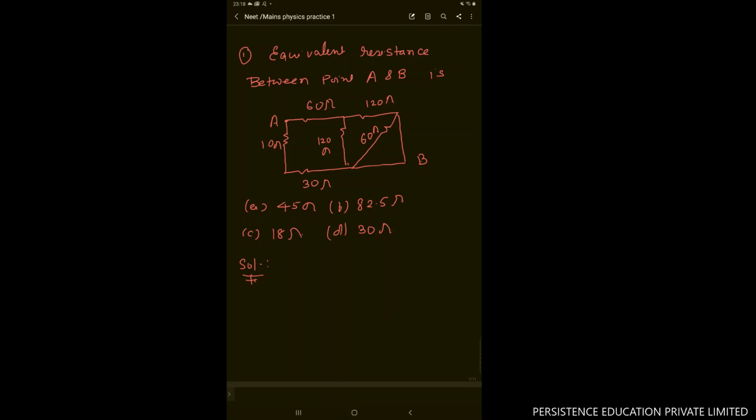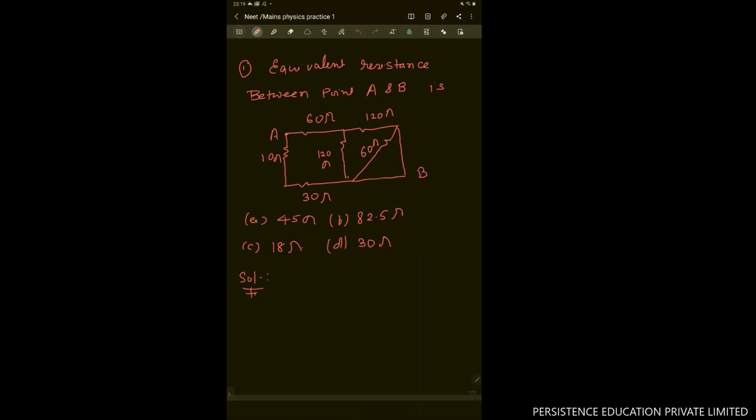I will be giving you certain questions regularly for your coming NEET examination. So let's see the first question. What I will advise, if you have not attempted these questions, you can pause it for 2 minutes and then solve the question. This is a circuit and here we are supposed to find the equivalent resistance between A and B.